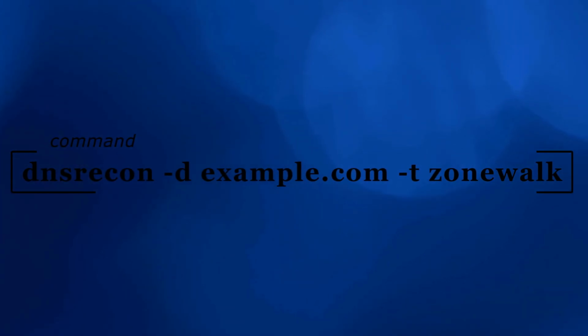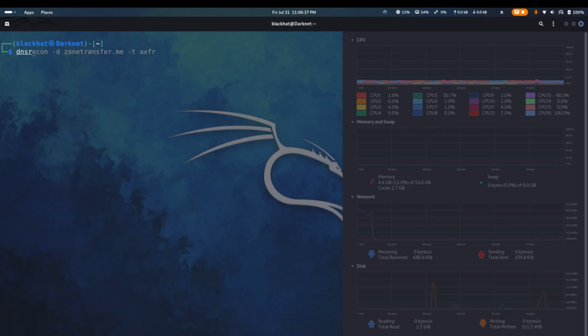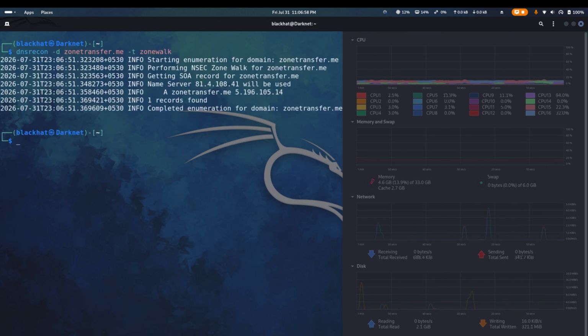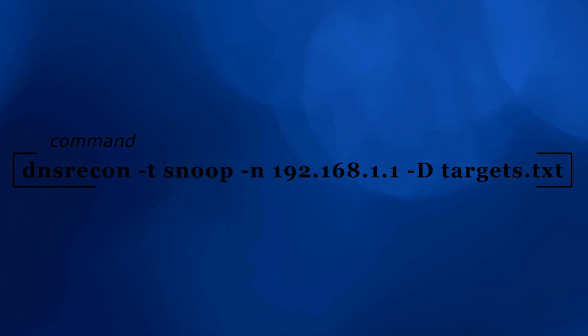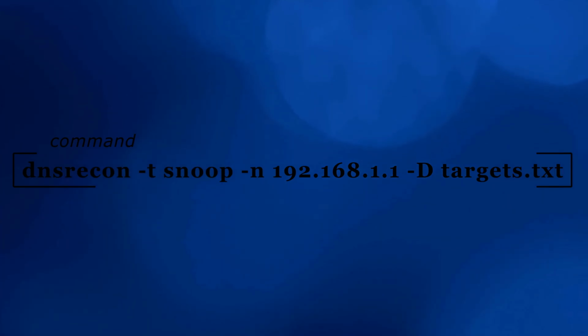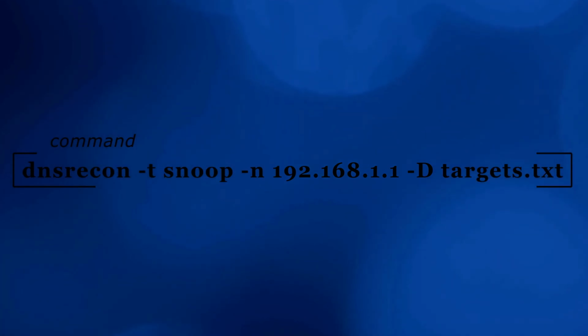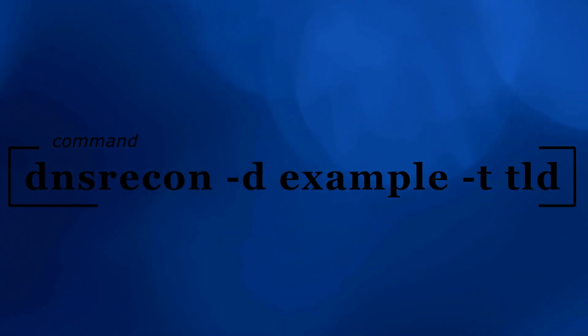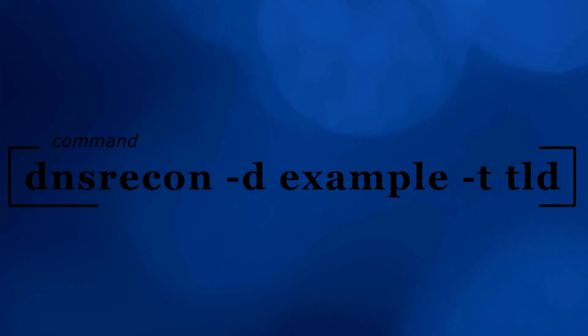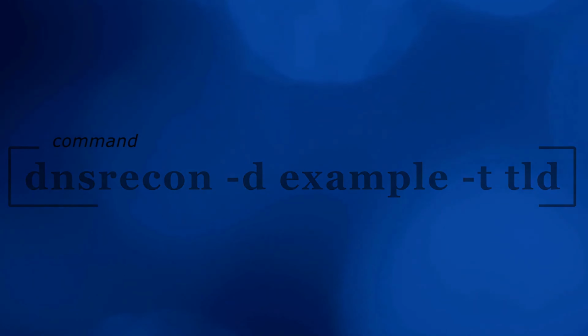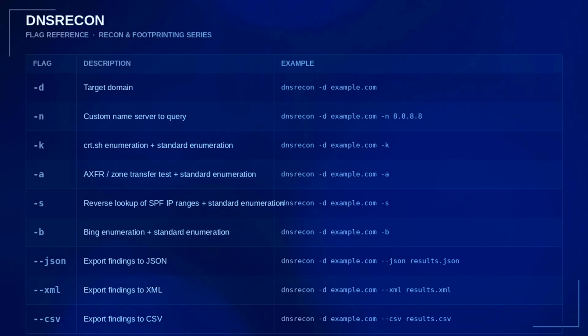DNSSEC zone walk. Exploits NSEC records on DNSSEC enabled domains to traverse and map out all internal domain records. Cache snooping. Checks a target DNS server's cache against a list of domains to see if internal users have visited those sites recently. Top-level domain. Checks domain availability and resolution across multiple top-level domains for a given domain name. Here is a list of available commands.